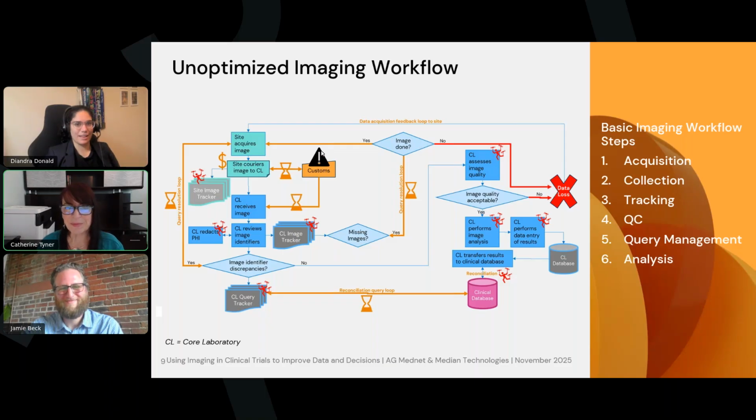Thank you, Kathy, for that overview. To start, imaging workflows don't have to be complex, but they can end up that way when they are not optimized. In fact, there are 6 essential basic processes that need to be completed in an imaging workflow, and these include acquisition, collection, tracking, quality control, query management, and analysis. However, clinical teams struggle to efficiently operationalize the imaging workflow, and it can end up looking like this diagram, which, as you can see, is chaotic with multiple juggling plates and labor-intensive processes.